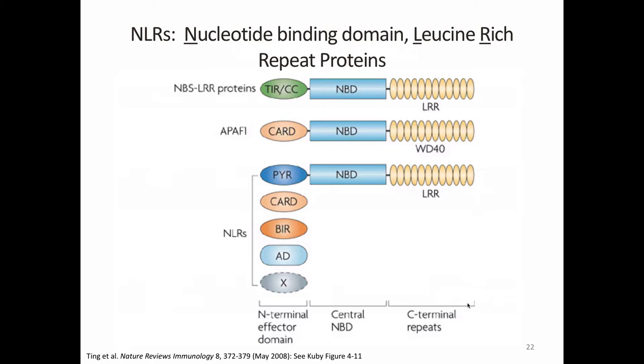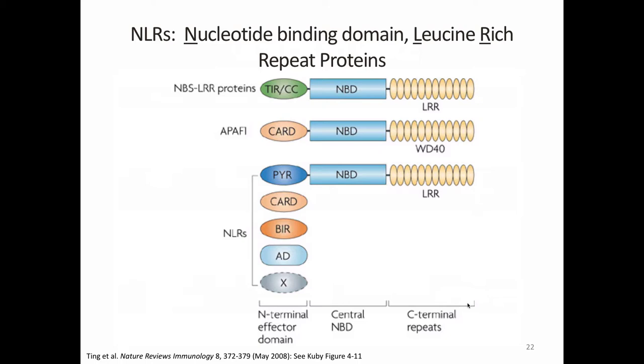But it also tells you something about the structure of these proteins. These proteins have a nucleotide binding domain. These proteins have leucine-rich repeats, just like the TLRs did. That same biochemical domain is found in the NLRs. And then they have some other type of domain, and that domain is usually important for their protein-protein recognition.